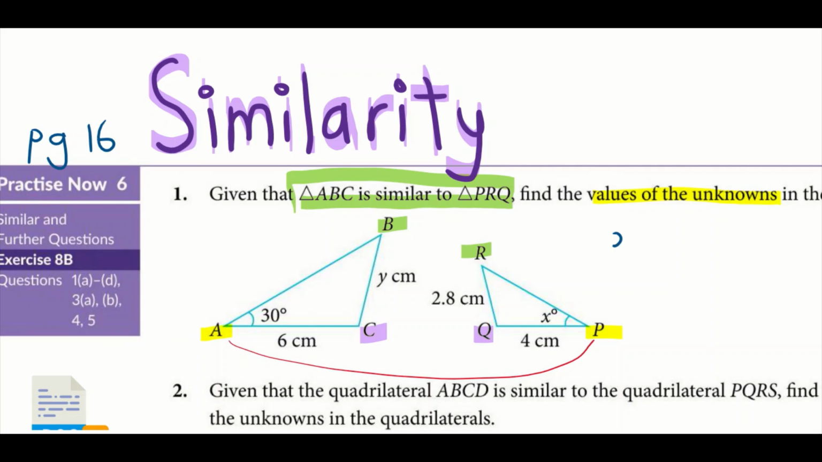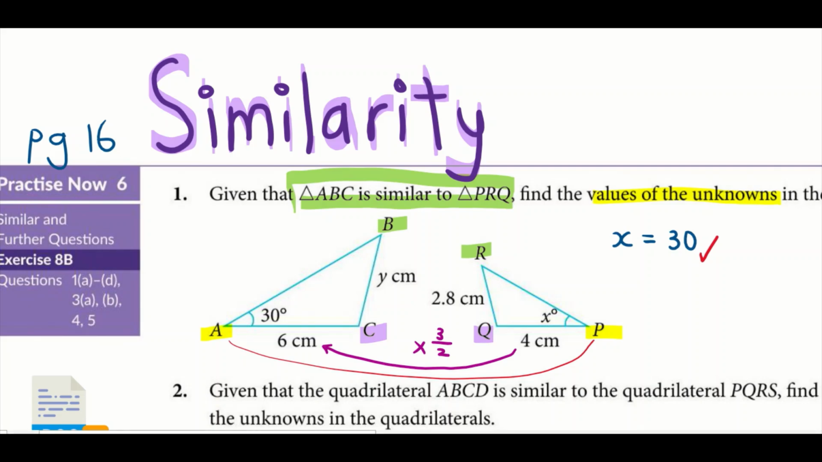In this way, I can clearly find my X. My X, which is an angle, is 30, and angles do not change in similar triangles. Now, before we find out what Y is, I need to find out what the multiplier is. For example, if I look at 4 cm becoming 6 cm, what will be the multiplier here? The multiplier is 3 over 2 or 1.5.